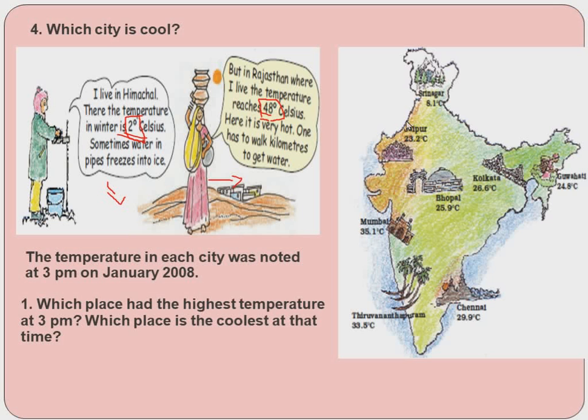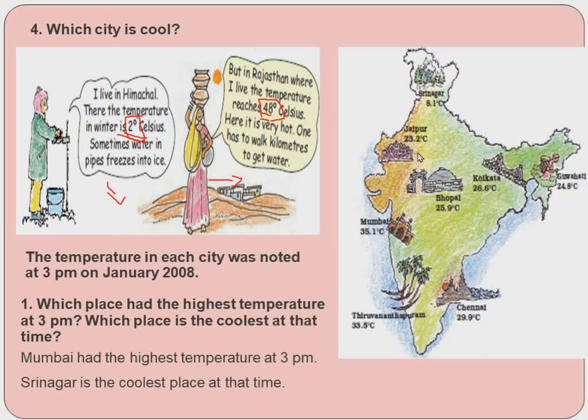So highest means what you should see? The number should be more. So when you see the number which is more, see Mumbai is more at 3 p.m., that is 35.1 degrees Celsius. Others are 33, 25 and so on. So which is highest? Mumbai is highest. And which is lowest, that is, which is coolest? Srinagar is coolest because it is 8.1 degrees Celsius.